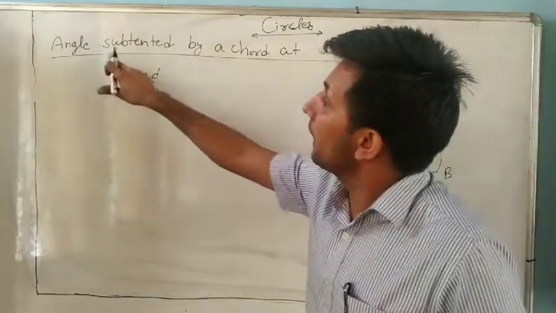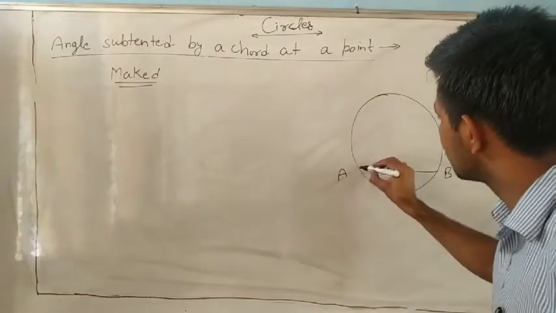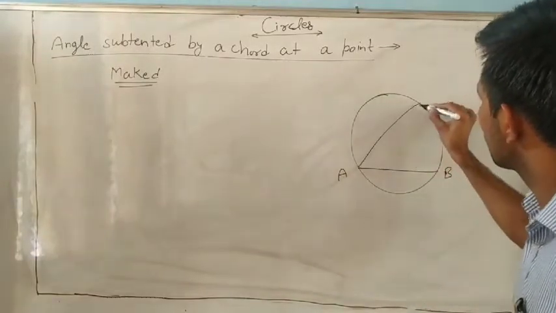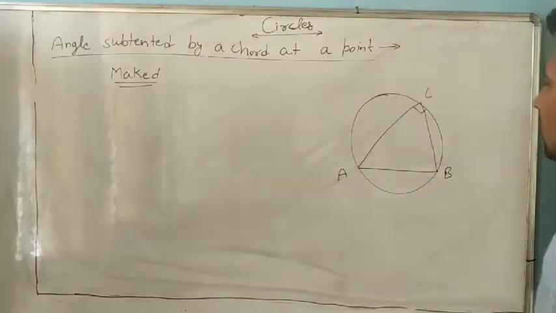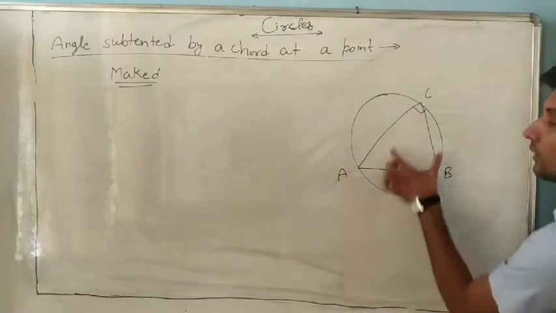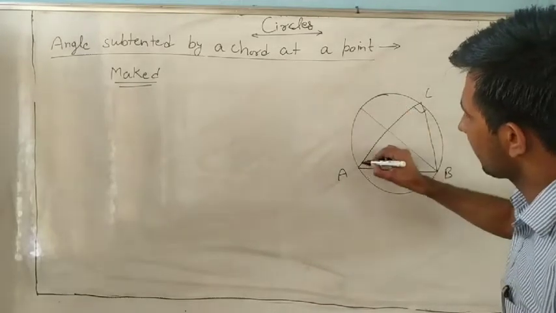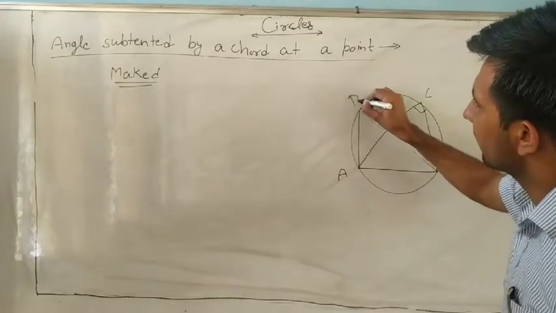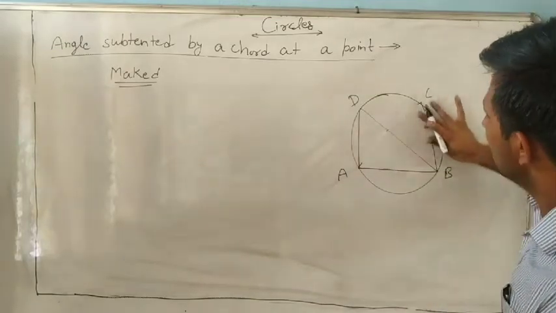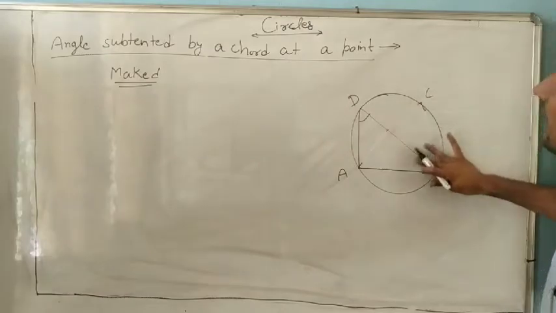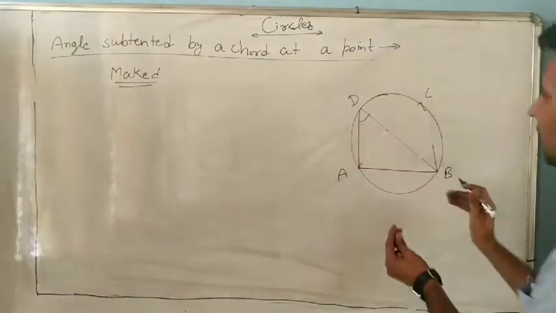Now, angle made by a chord at a point, or at any point. Suppose this angle is made by the chord. So this one is angle C. Angle C is made by chord AB. Same as it, there is one more angle, angle D. Angle D is also made by the chord like this one. You can check it. So it is called angle subtended.